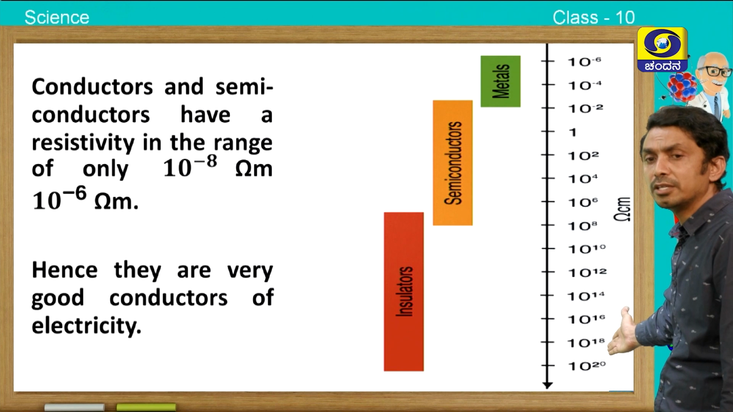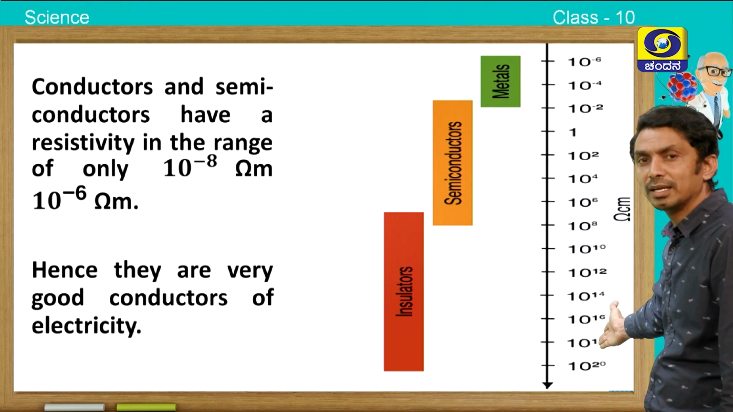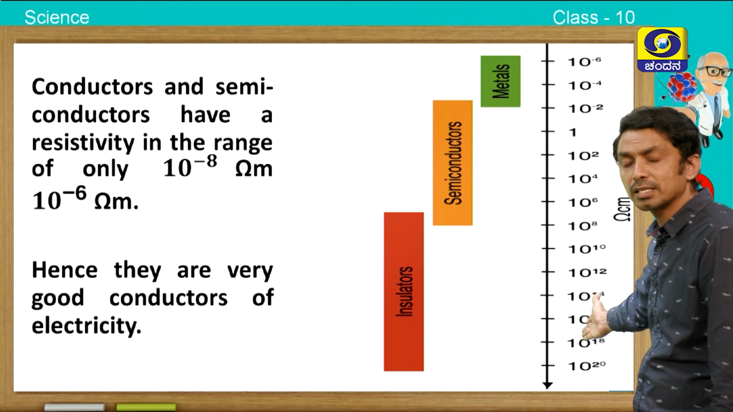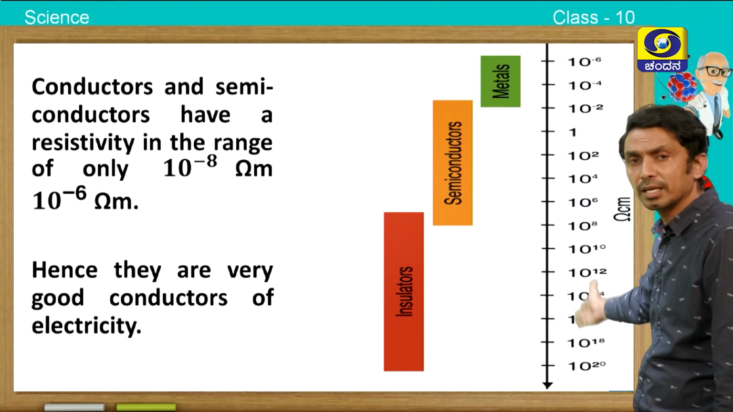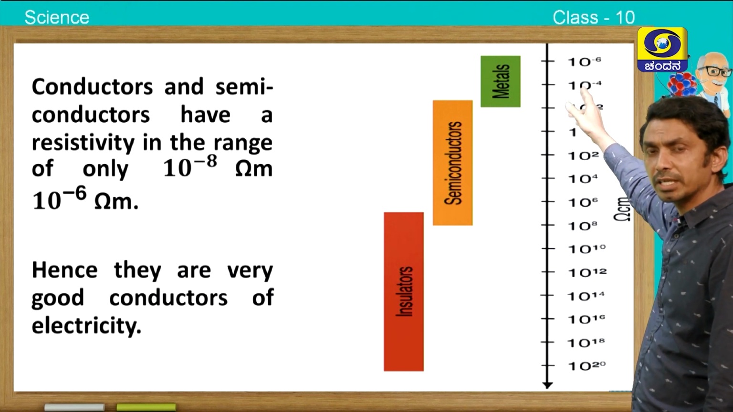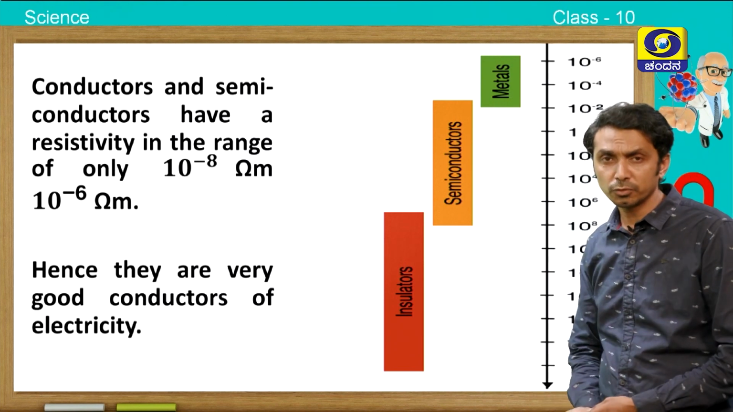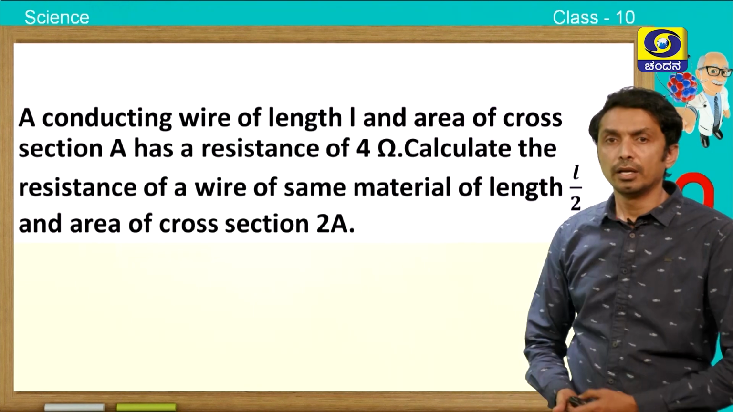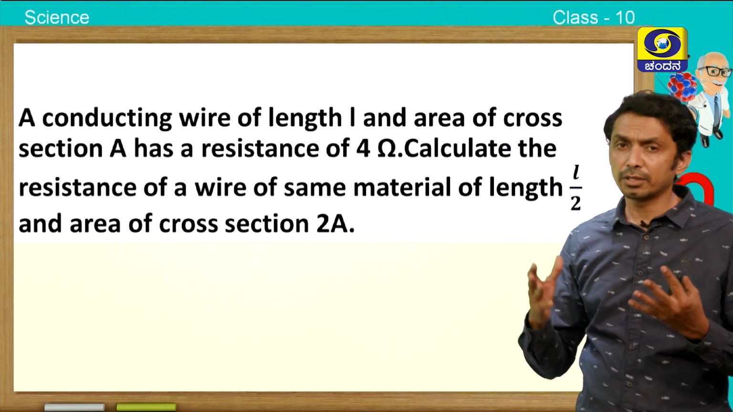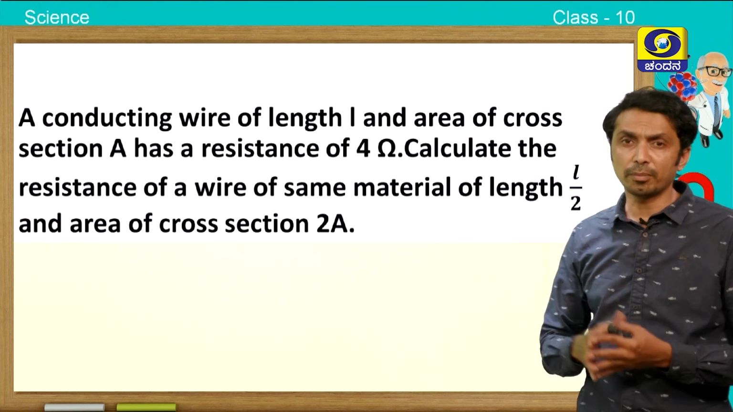As you can see, it goes up to 10 to the power of 12 ohm meter, and that is plus, the power is in plus, here the power is minus. That means we will get a fraction here. Here we will get an exponential number, 1 followed by 12 zeros. Now children, you have learned what is electrical resistivity. Let us try to solve this problem.